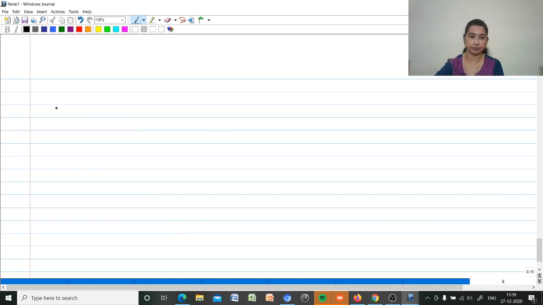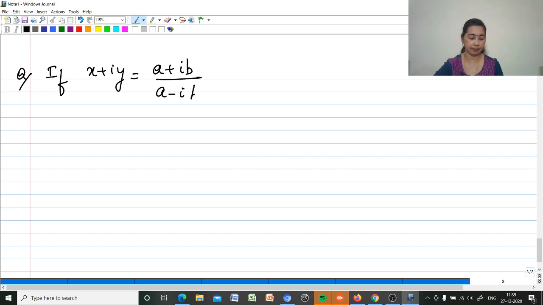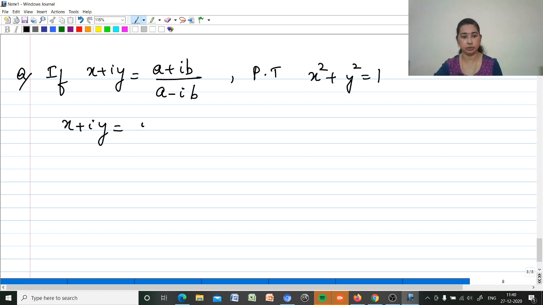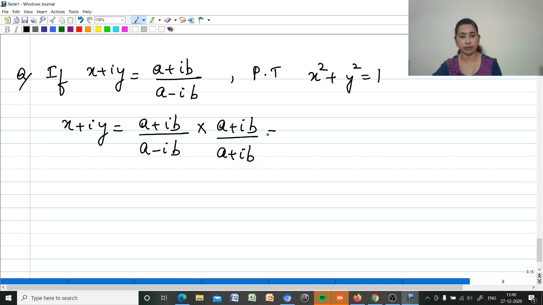Now next one. If x + iy = (a + ib)/(a - ib), prove that x^2 + y^2 = 1. So x + iy is equal to a + ib by a - ib. First we have to convert this into complex number form. So x + iy is equal to (a + ib) divided by (a - ib), multiplied by the conjugate, that is (a + ib)/(a + ib), and (a + ib) into (a + ib) is (a + ib) whole square, divided by a^2 - (ib) whole square.